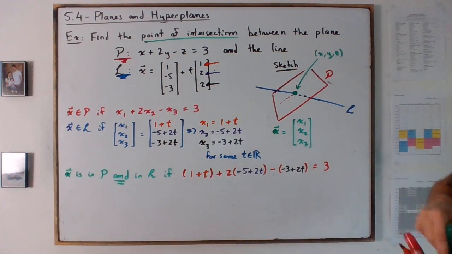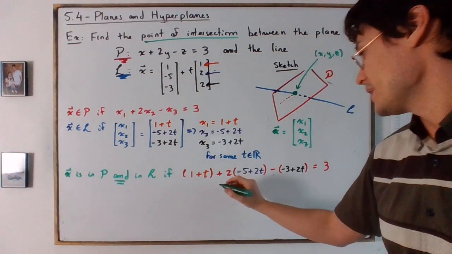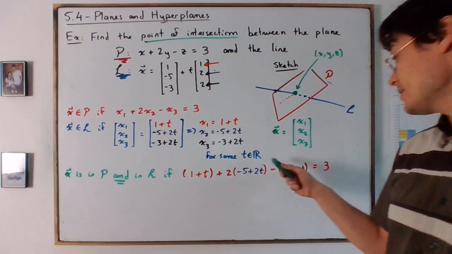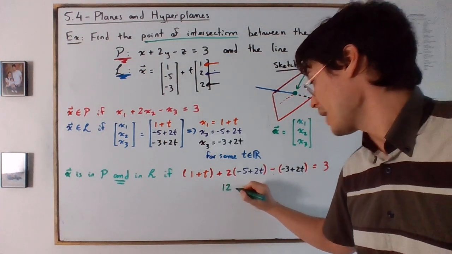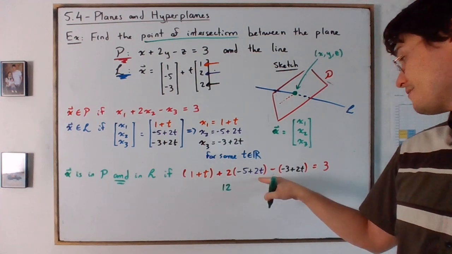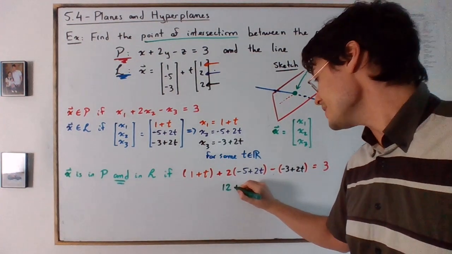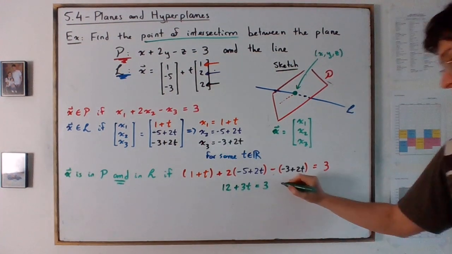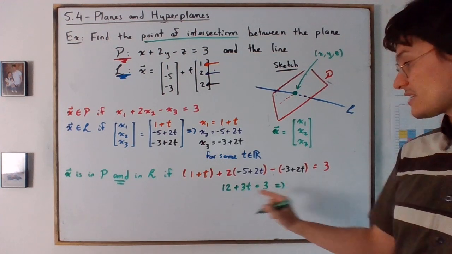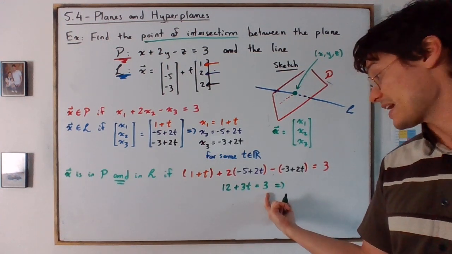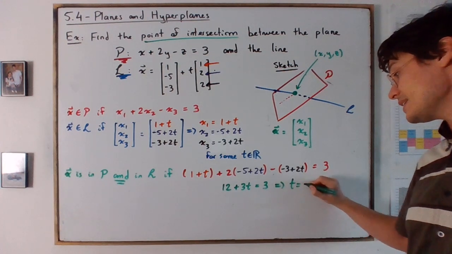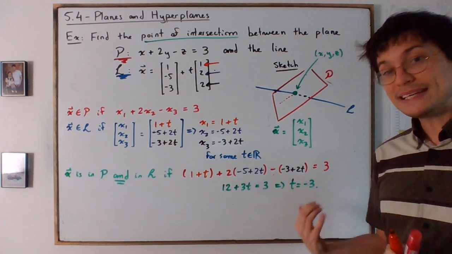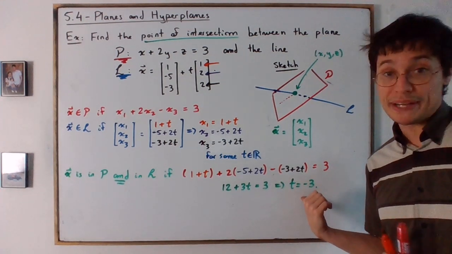So let's go. Now I will do this in green. Let's add up the constants. We have 1 minus 10, negative 9, plus 3. So that's going to be negative 6... the constants give 12 in the transcript. Then t plus 4t, 5t, minus 2t, 3t. So 12 plus 3t is equal to 3. Solving this equation, you send the 12 to the other side, you get negative 9, so t is equal to negative 3.